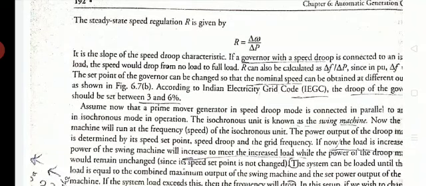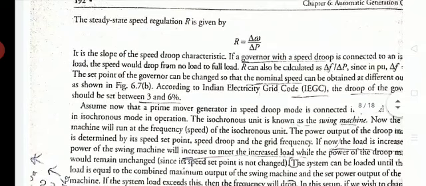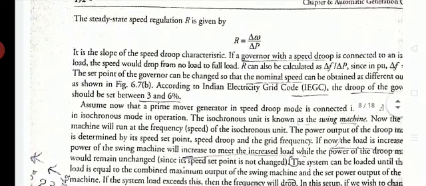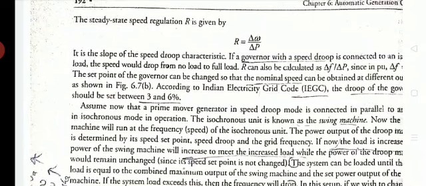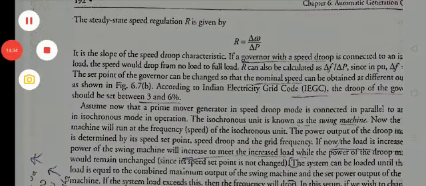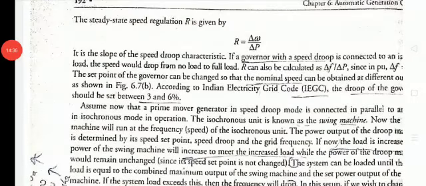If a governor with a speed droop is connected to an isolated load, the speed would drop from no load to full load. The speed would drop from no load to full load. R can also be calculated as delta f divided by delta P.